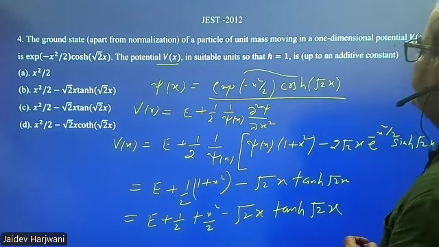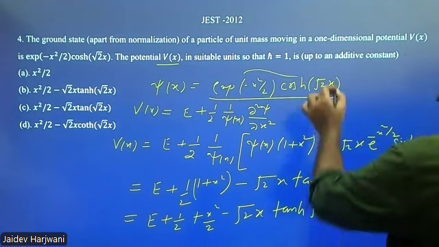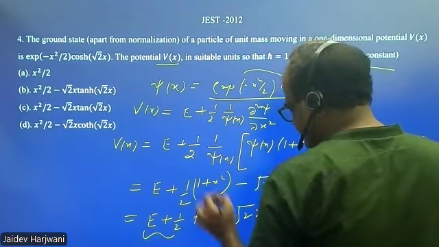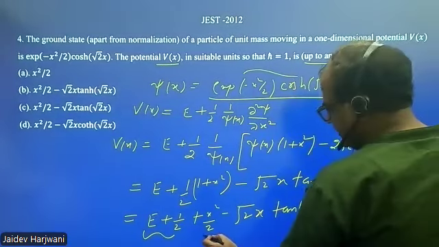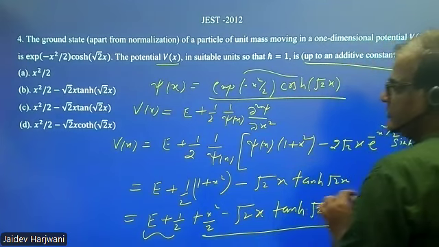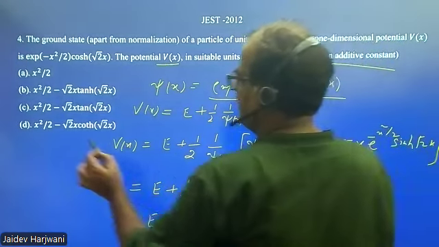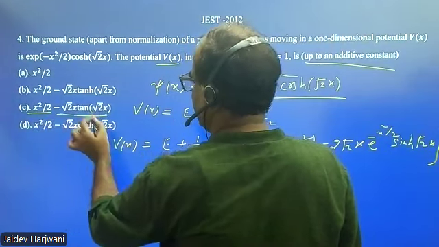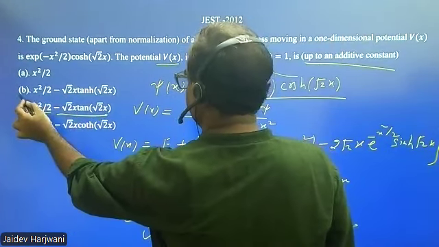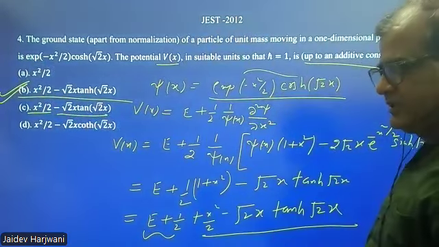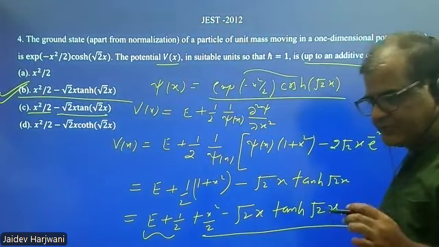Now in the question it says up to an additive constant. So I will take this as a constant, so that my answer will become x square by 2 minus root 2 x tan hyperbolic root 2x. Hyperbolic means this term. Option B is the correct answer for this question. Thank you very much.